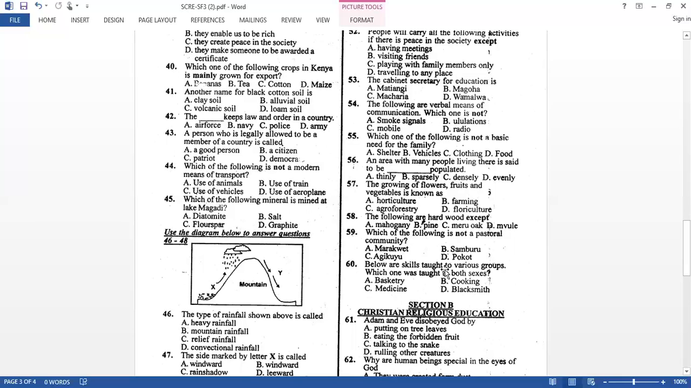Below are skills taught to various groups. Which one was taught to both sexes? Basketry to girls, cooking for girls, blacksmith for boys, medicine was being taught to any of the sexes, meaning anyone can become a herbalist, because in the past the sick were mainly treated by the herbalists using herbs and trees.